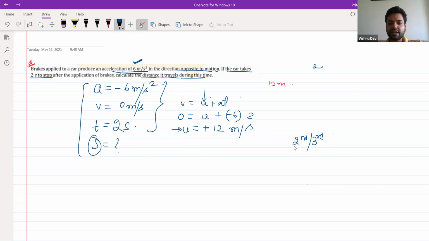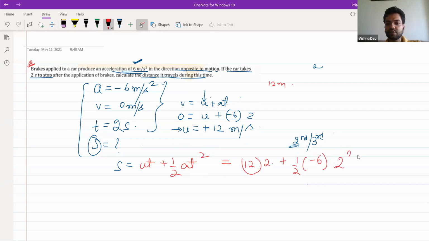So I'll randomly select any equation. Let's say I'll select the second equation. So S will be ut plus half at square. So ut, that means 12 into t, which is 2, plus half, what is acceleration, -6, what is t square, it is 2 square. So let's just compute: 24 and then -3 times 4. So you get, yes, 12 meters.